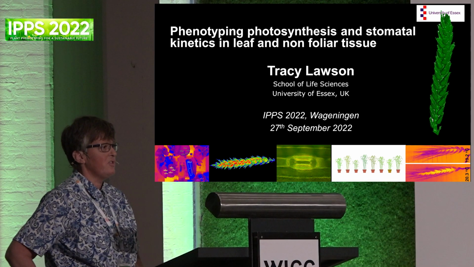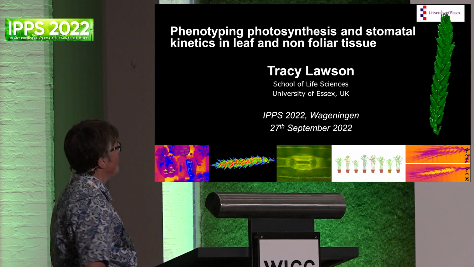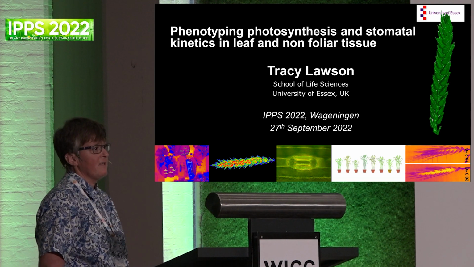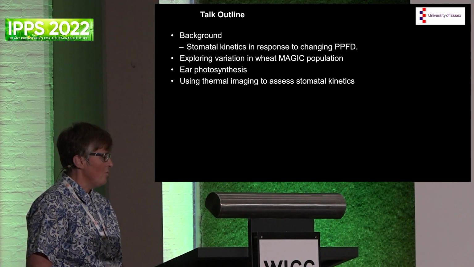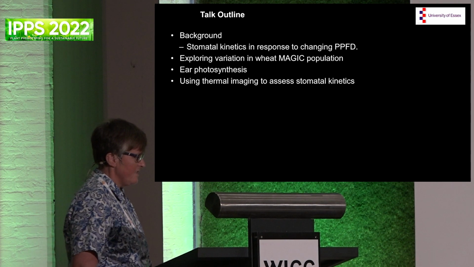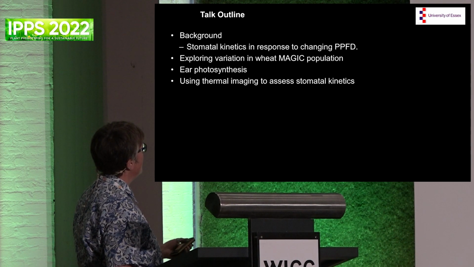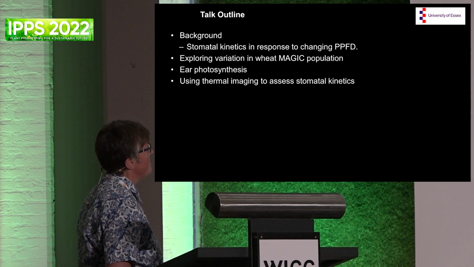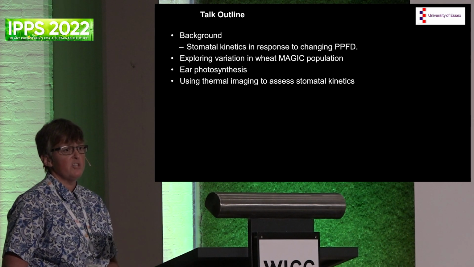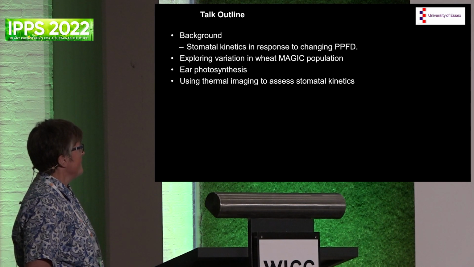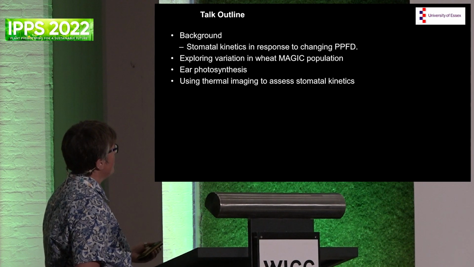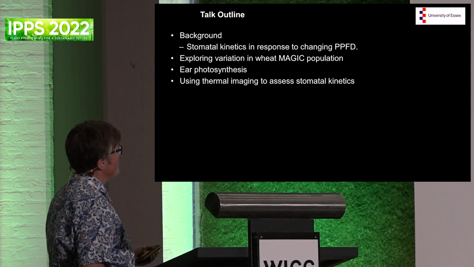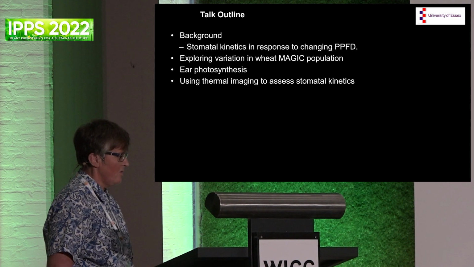First of all, just to introduce you to some of the stomatal kinetic work that we've been doing in the lab in the last few years, looking at how kinetics in stomata influence both photosynthesis and water use efficiency. And then I want to move on and talk to you a little bit about some of the work that we've been doing, exploring natural variation in photosynthesis and stomatal kinetics in a wheat MAGIC population. And then some new work looking at ear photosynthesis and then how we're using thermography to assess some of our stomatal kinetic work.